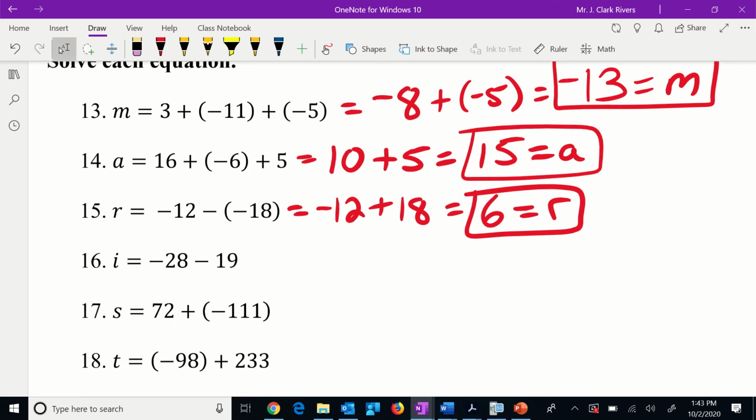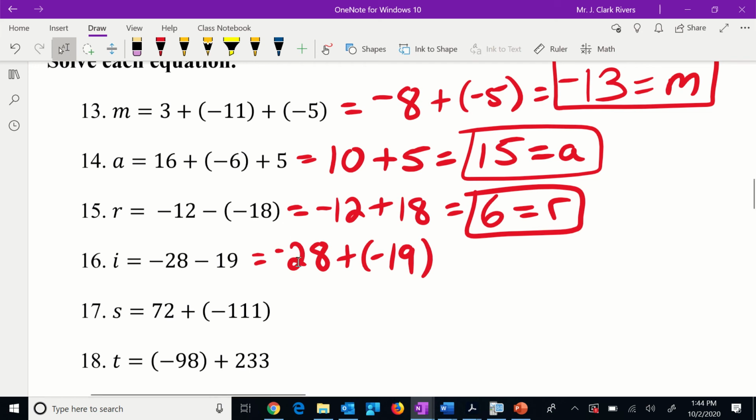Number 16. I equals negative 28 minus 19. Perhaps you can look at this and you can tell what it is. It's the same thing as negative 28 plus negative 19. You don't have to show this. I'm just showing it to talk about how you can think about this problem.